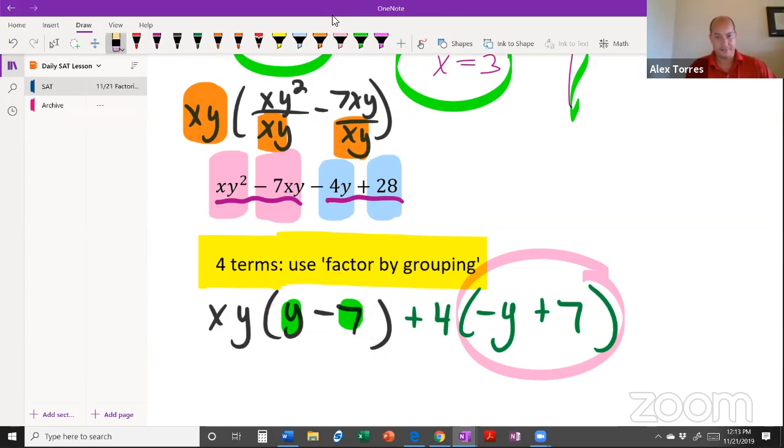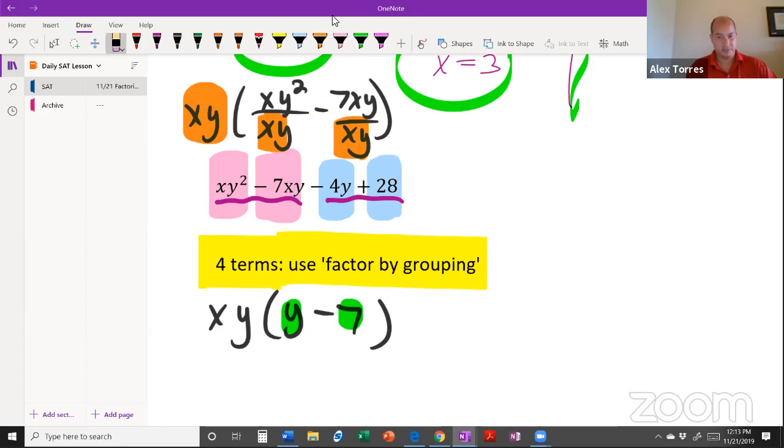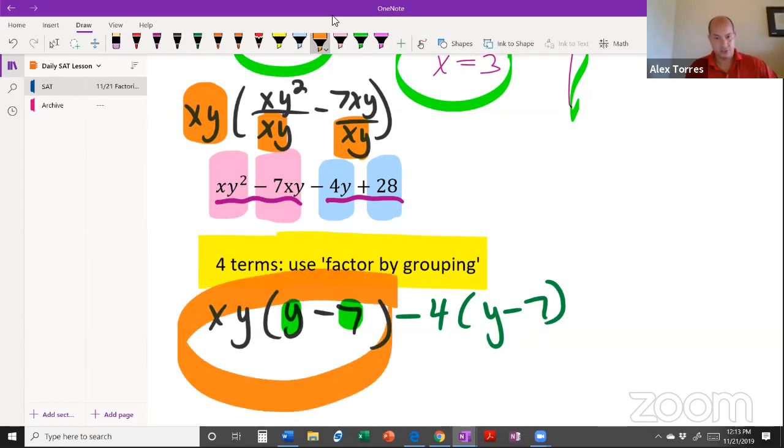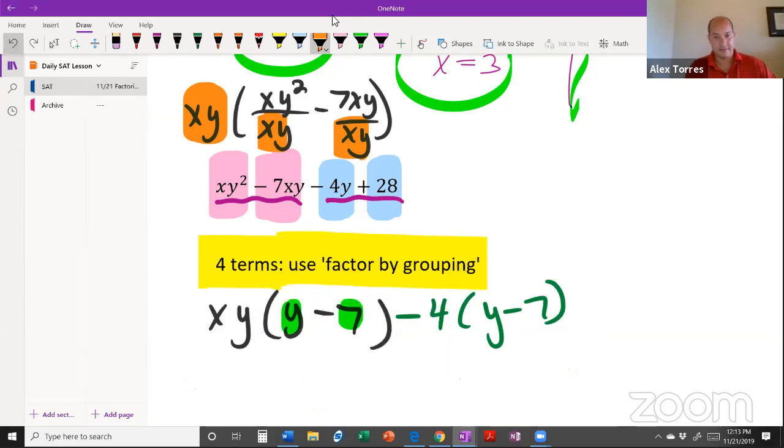So that's why, out of our choices, we want to factor out negative 4, and that would give us what we need. Now we can think of this as two terms, term number 1 and term number 2. They both have a factor of y minus 7.